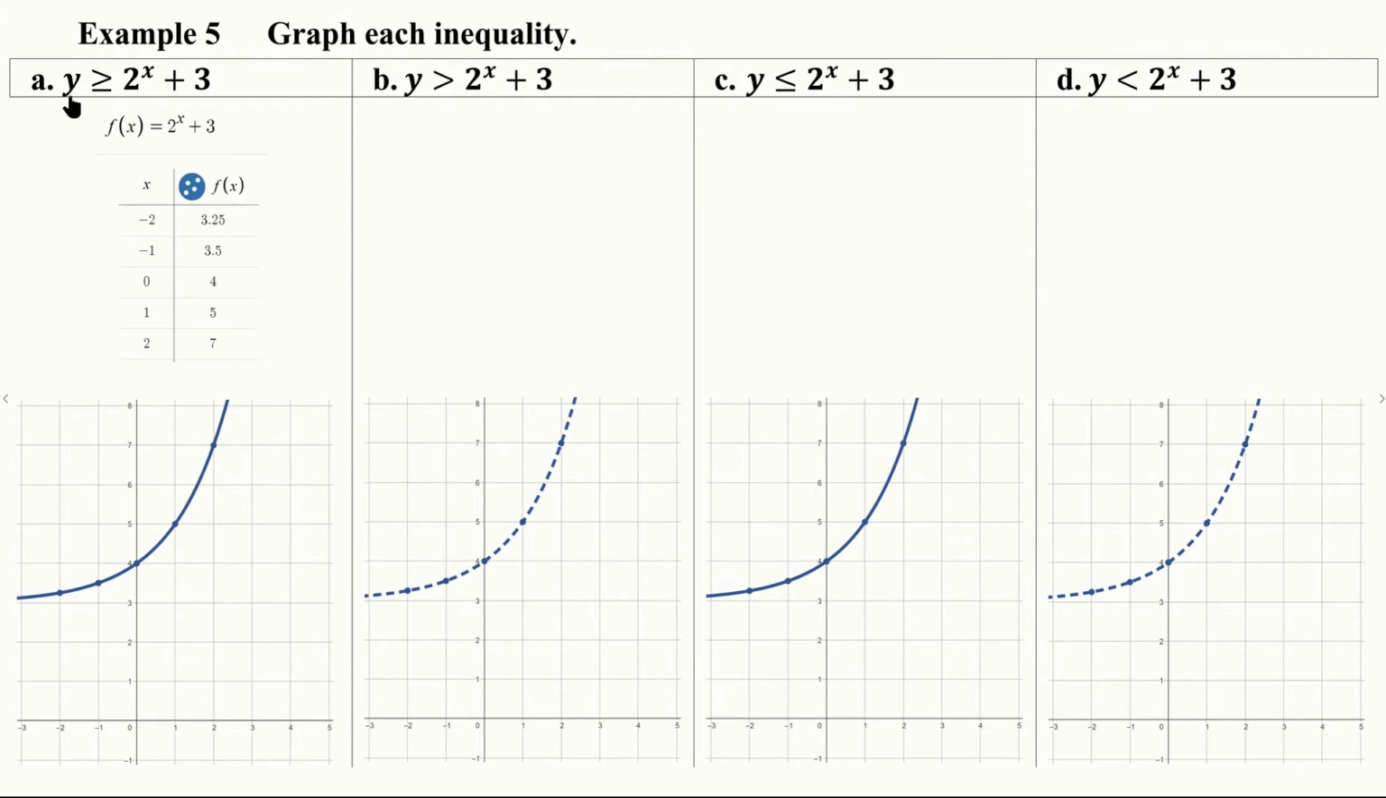All right, so here we have y greater than or equal to 2 to the x plus 3. So y, which is f of x, is going to be 2 to the x plus 3. Here we plot a few points. We graph. Now for this one, it's greater than or equal to, so this is our boundary graph. You know that we're going to be on or above, right?